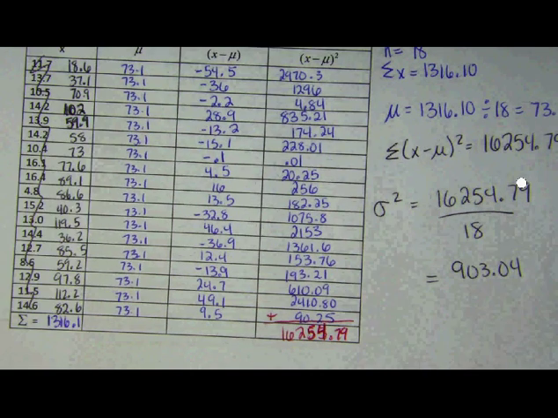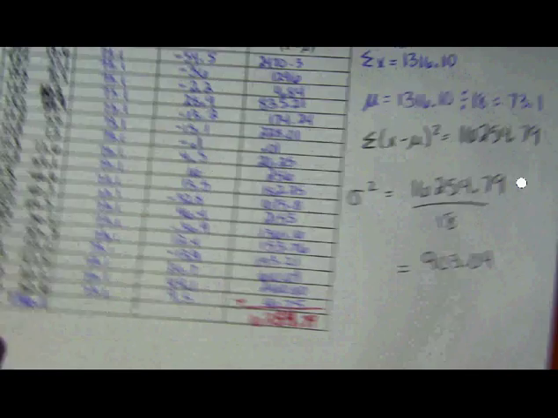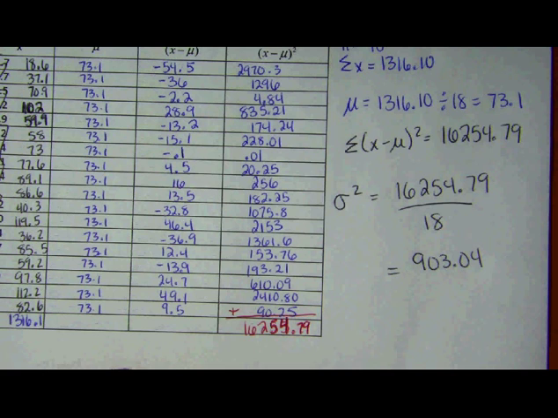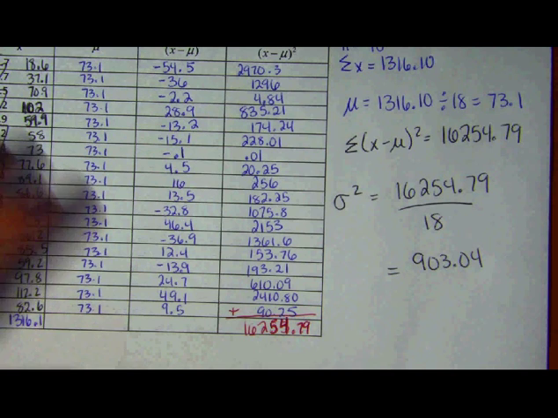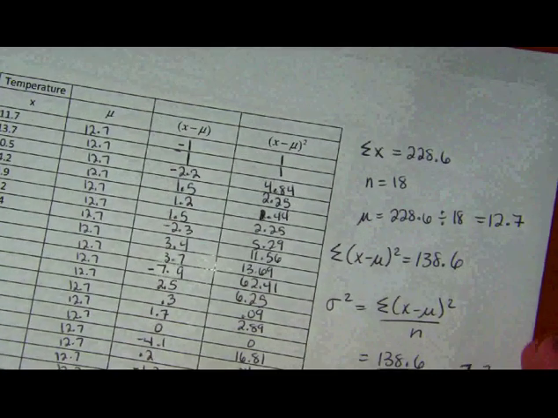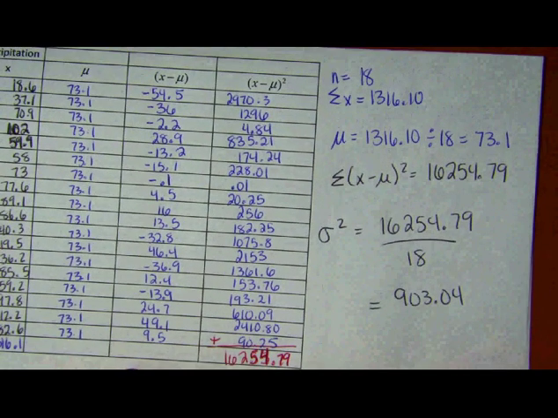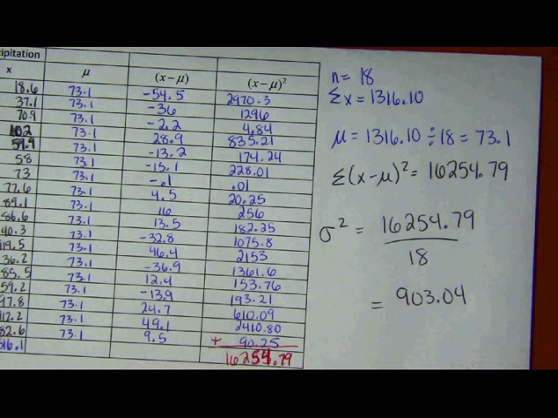Now the question asked us to compare the variance between the rainfall and the temperature. Which one was more variable? The temperature has a variance of 7.7. The rain has a variance of 903.04. Temperature is more consistent, month to month to month. It's the same. Rain is all over the place, according to this. Okay? Any questions?